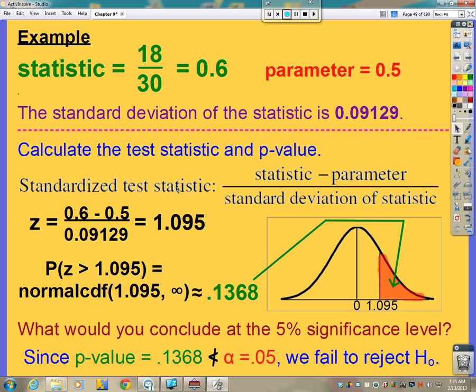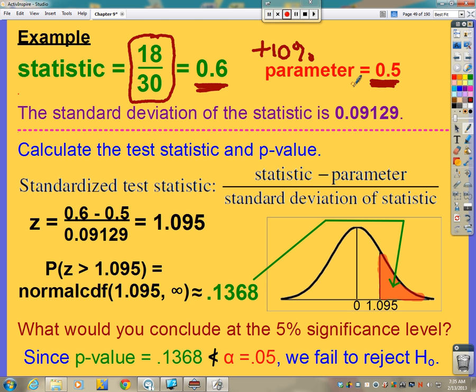Our standardized test statistic is the statistic minus the parameter divided by the standard deviation of the statistic. The statistic is what we got from our sample, which was that 18 out of 30 games were won by the home team. So that is 60%. And we're going to put it up against our parameter, which is our hypothesized value of 50%. So right now we're 10% above our hypothesized value.